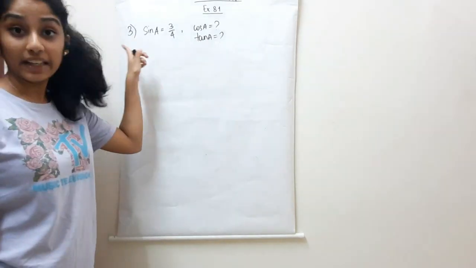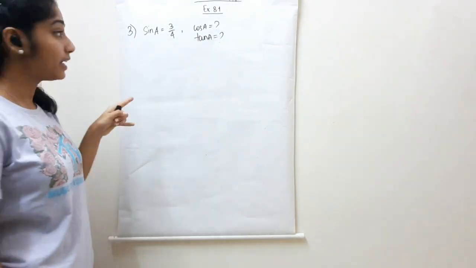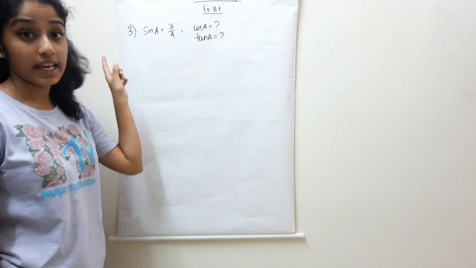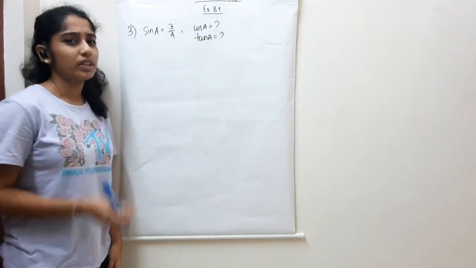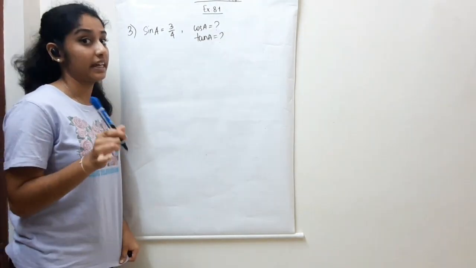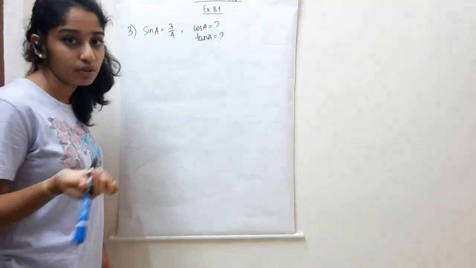So here we are given the value of sine A, right? And we have to find cos A and tan A. The triangle is not given here like the last problem. So what do you have to do? Is draw the triangle.